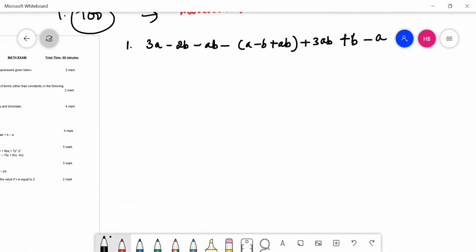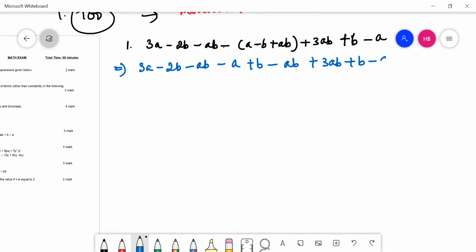So first of all, any question you solve, first solve for the brackets. So once I solve for the brackets, it would be 3a minus 2b minus ab minus a, minus into minus will give me plus b, minus into plus will give me minus ab plus 3ab plus b minus a.